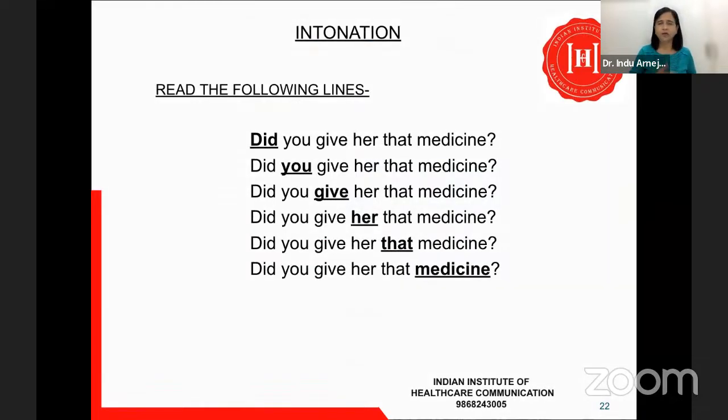Now, I have written one sentence 6 times. Put a little emphasis on the word that is underlined and highlighted. You will see the meaning of the sentence will change every time.